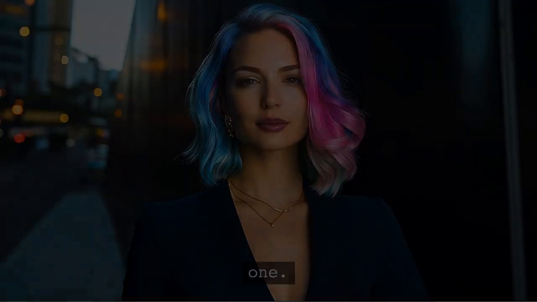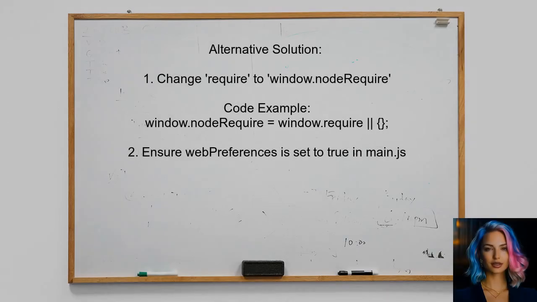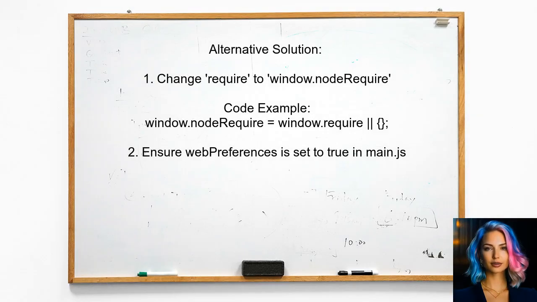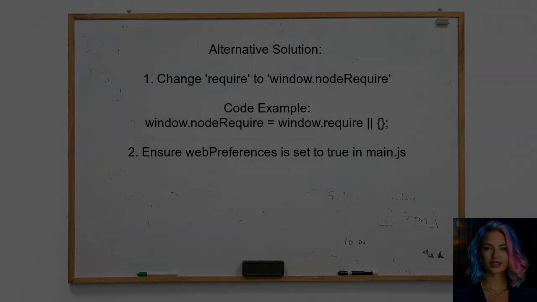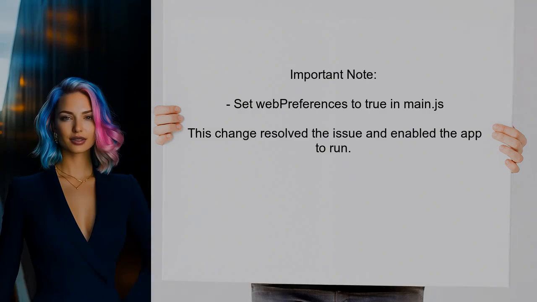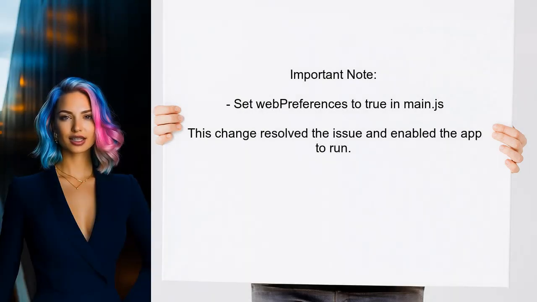Let's explore another one. One user encountered a similar issue and found a solution by modifying their code. They replaced require with window.nodeRequire to resolve the undefined error. This adjustment allowed their Aurelia app to run successfully with Node.js and Electron. They also noted that the problem with window.require was due to having web preferences set to false in main.js. Removing this restriction allowed their app to function properly.